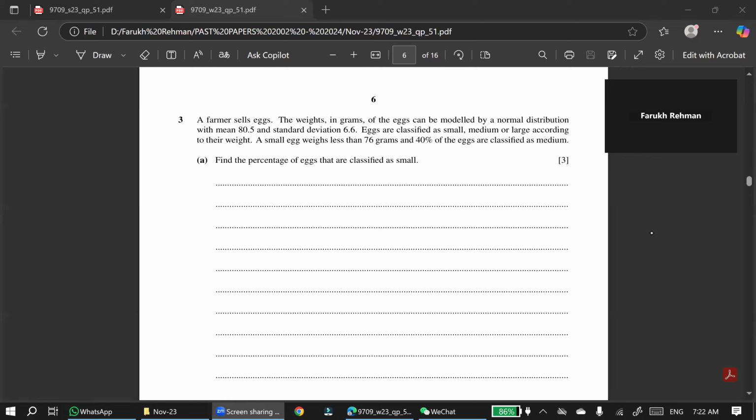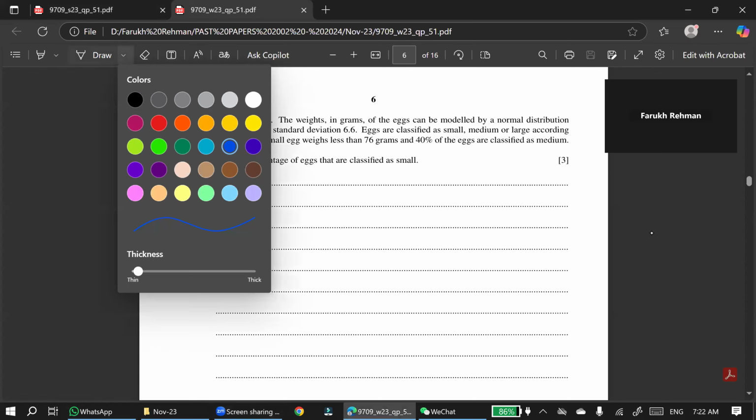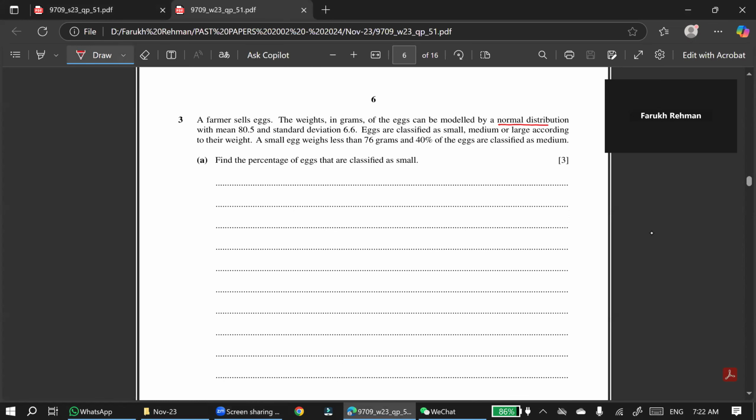November 23, paper 5-1. A farmer sells eggs. The weights in grams of the eggs can be modeled as a normal distribution with mean 80.5 and standard deviation 6.6. X is a normal distribution 80.5, 6.6 square. Eggs are classified as small, medium, or large according to their weight.